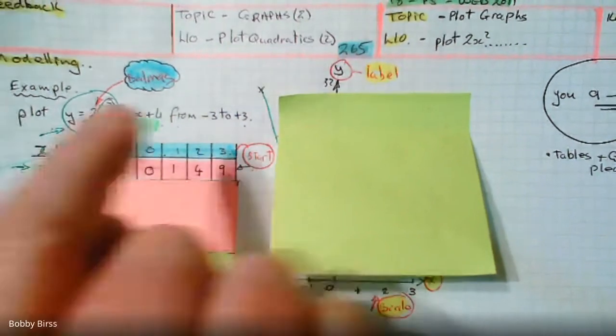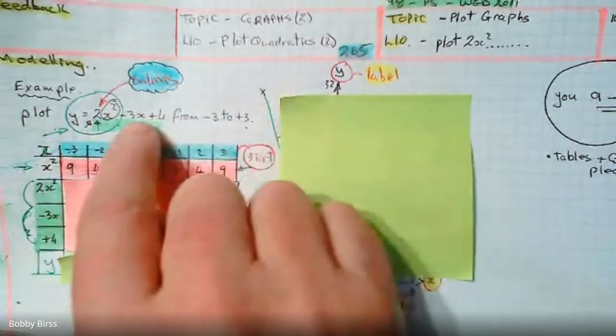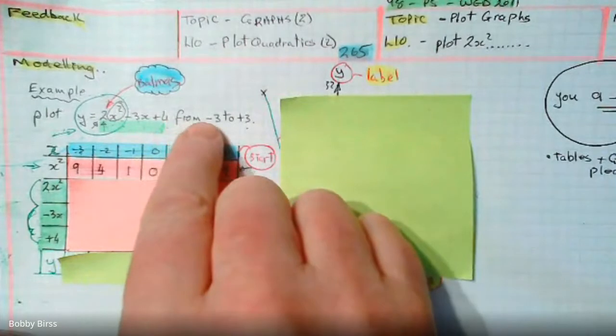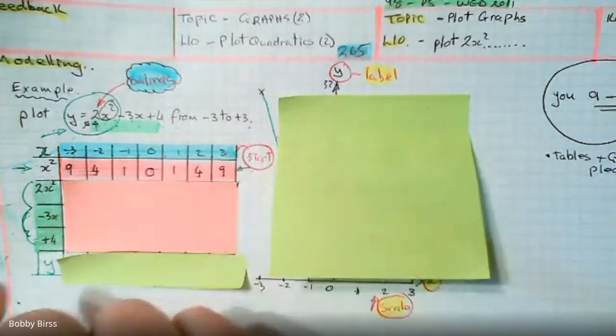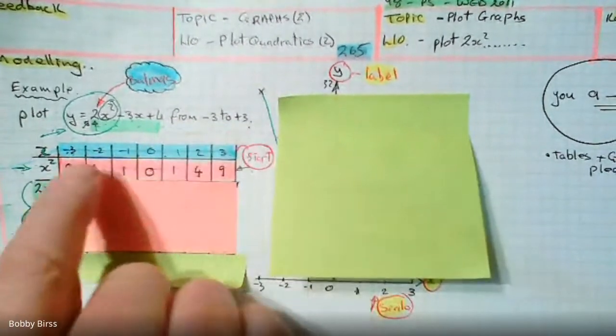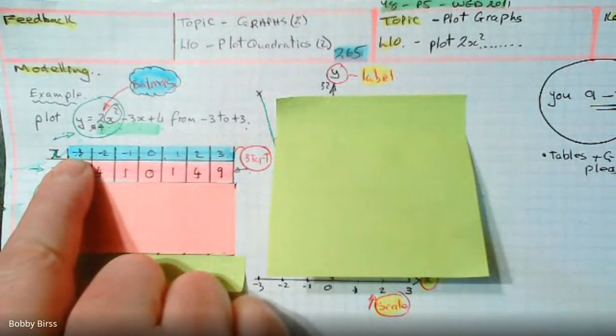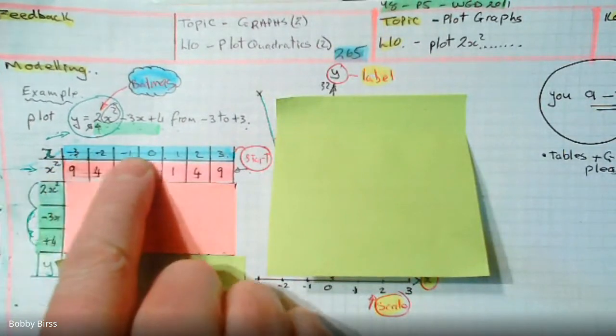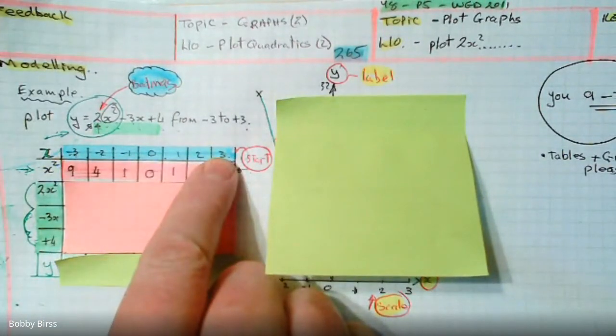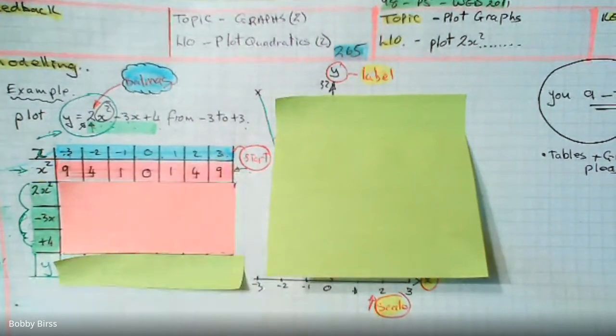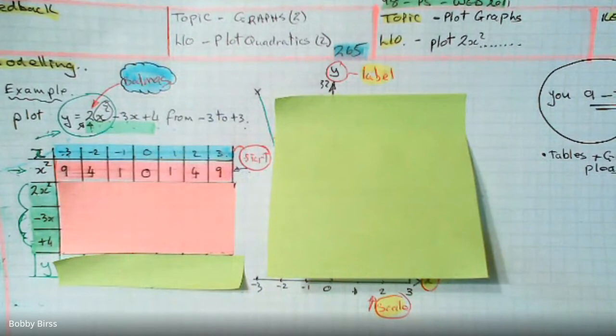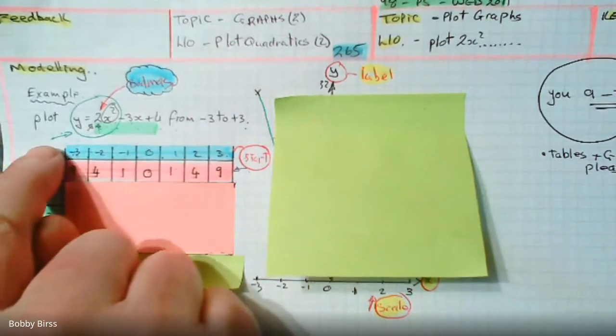So I was asked some questions yesterday about, I'm not sure what this plotting bit means from -3 to +3. Well, the -3 to +3 bit just means that I'm going to substitute in numbers for x from -3 to +3. You could substitute x as 5, 10, or 57, but it's not going to appear on the graph that we're going to draw.